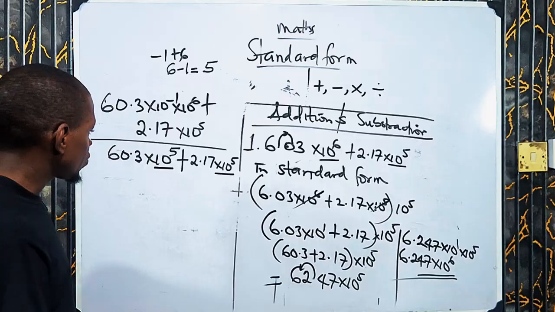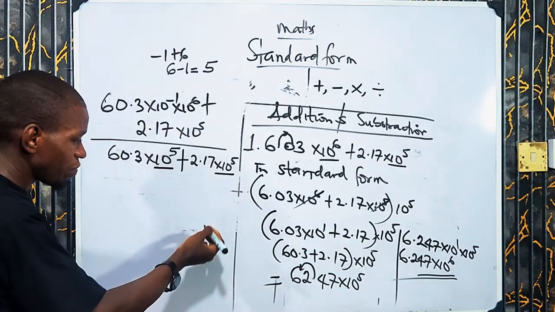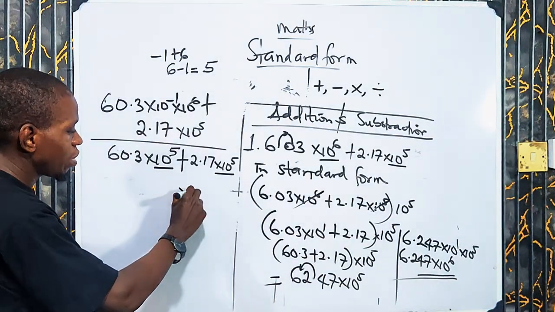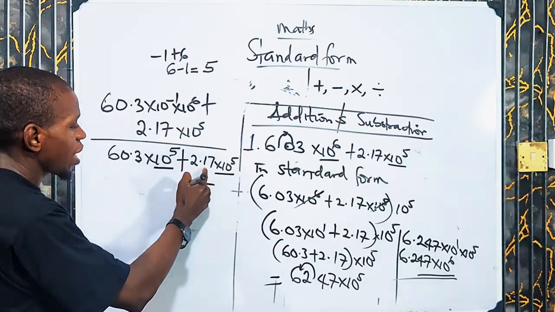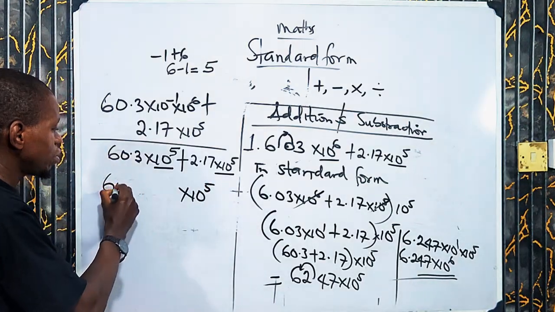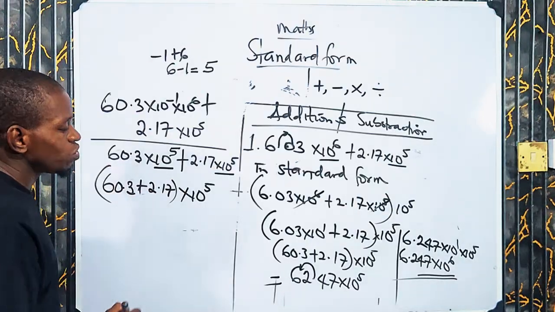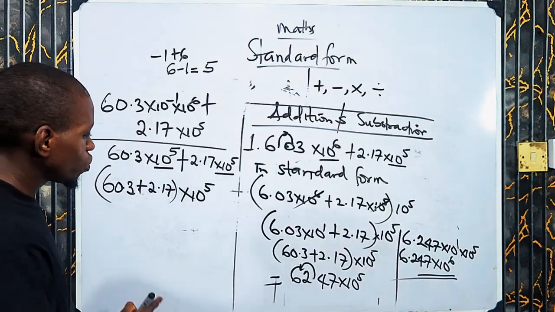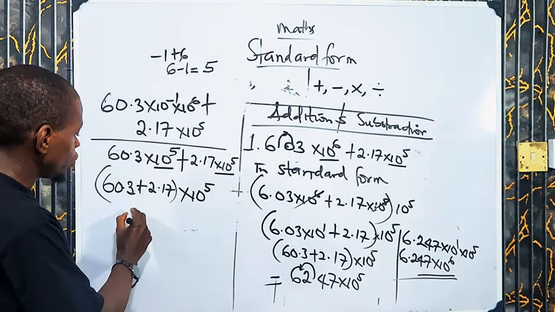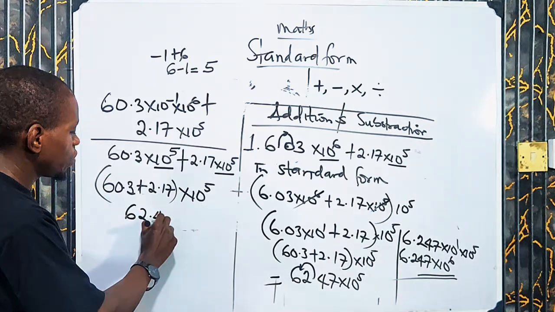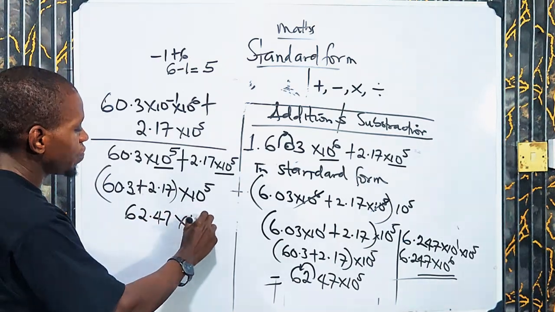So since they are now the same thing, I can now choose my common factor. What is my common factor now? 10 to the power 5. I can now add both of them together, which is 60.3 plus what again now? 2.17. If you add both of them together now, you will see that you are going to get 62.47 times 10 to the power 5.